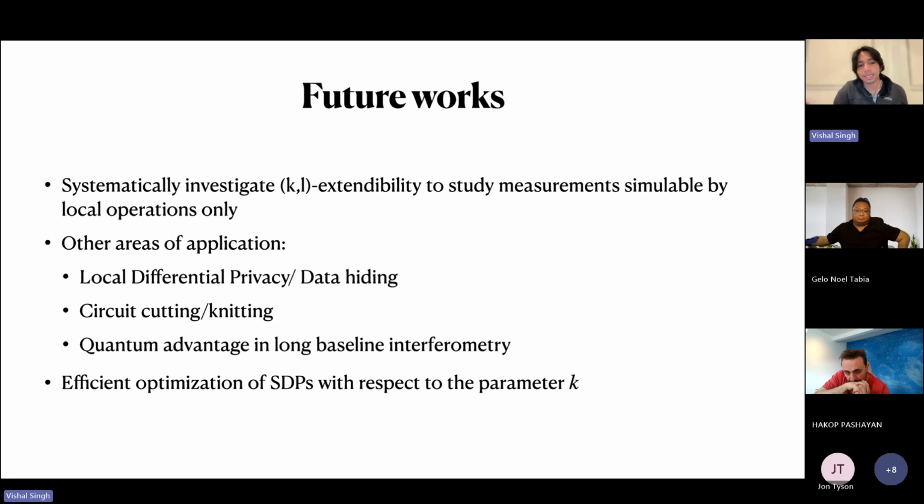And then finally, can we efficiently compute the SDP with respect to the parameter k? That is obviously the biggest question that we would like to answer. That is it. Thank you for your attention.